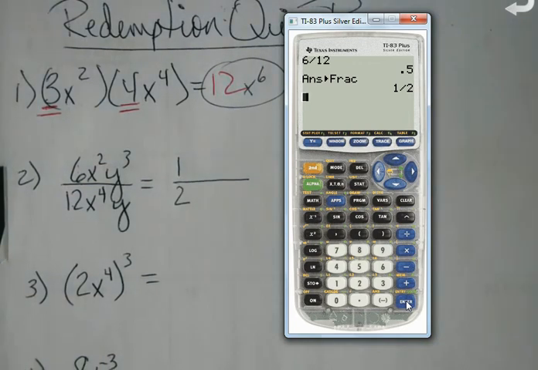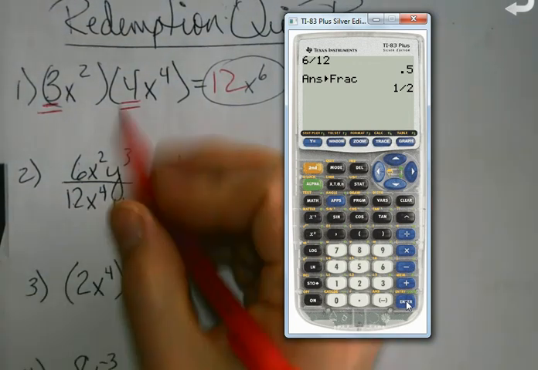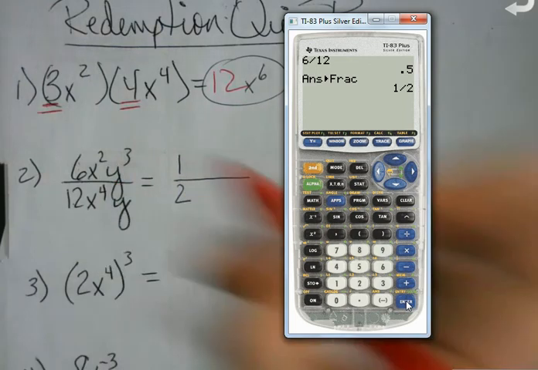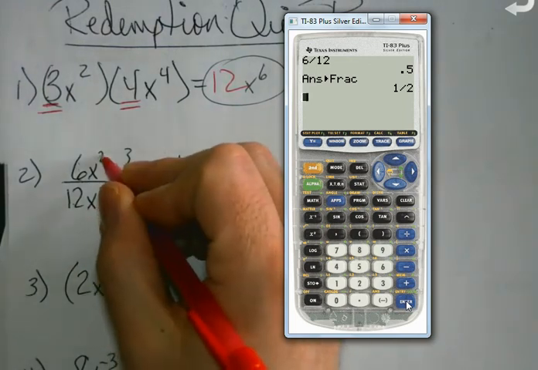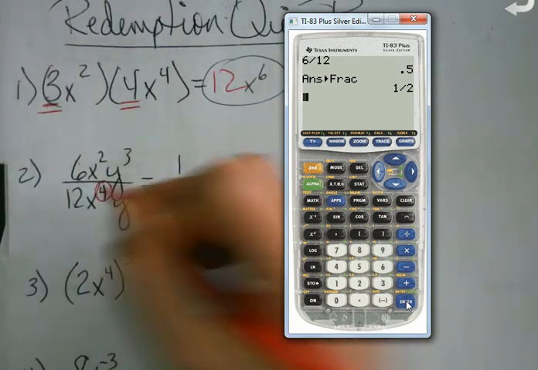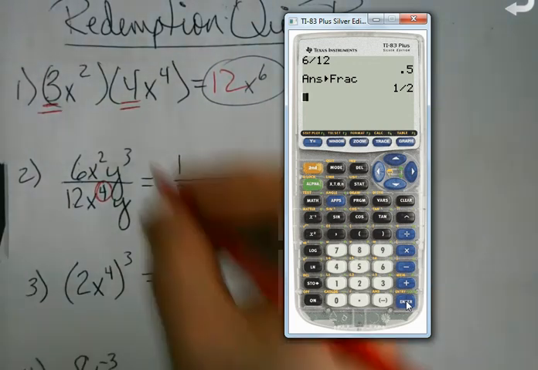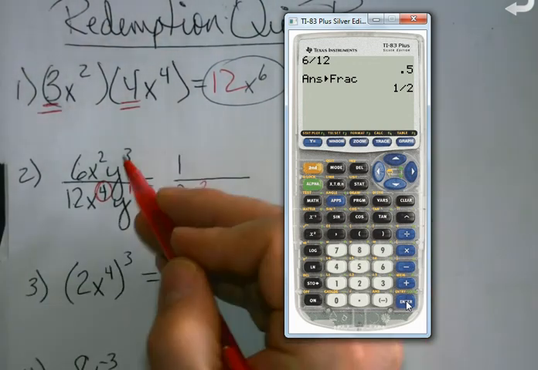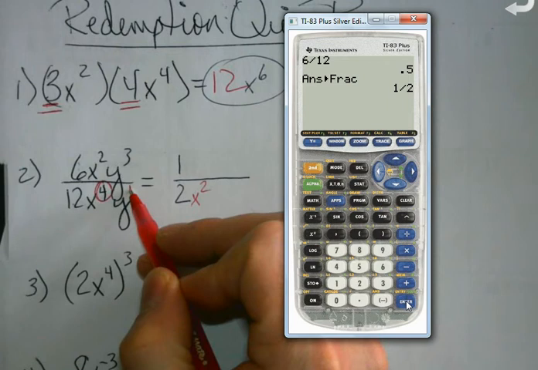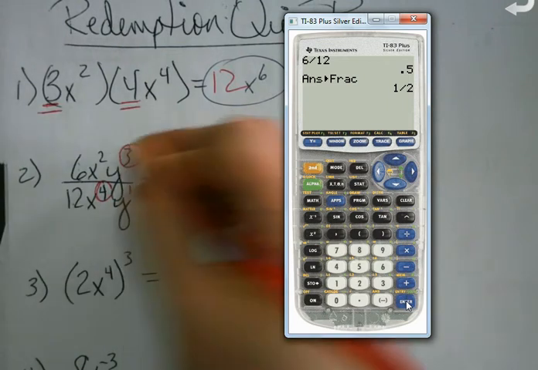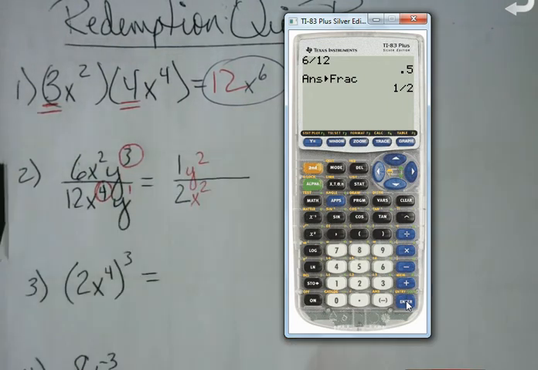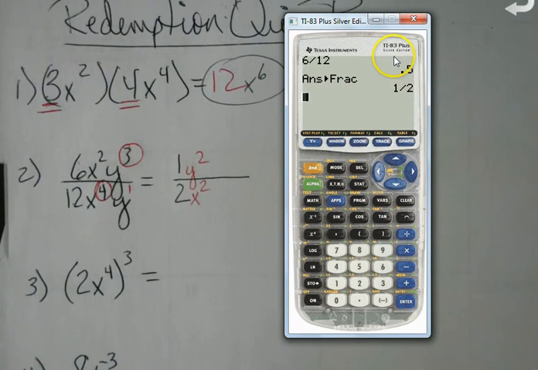But then with my exponents, 4 minus 2, because I subtract, is 2. Bigger ones on the bottom. That's where my x goes. For my y's, 3 minus 1 is 2. Bigger ones on top. I get my answer.